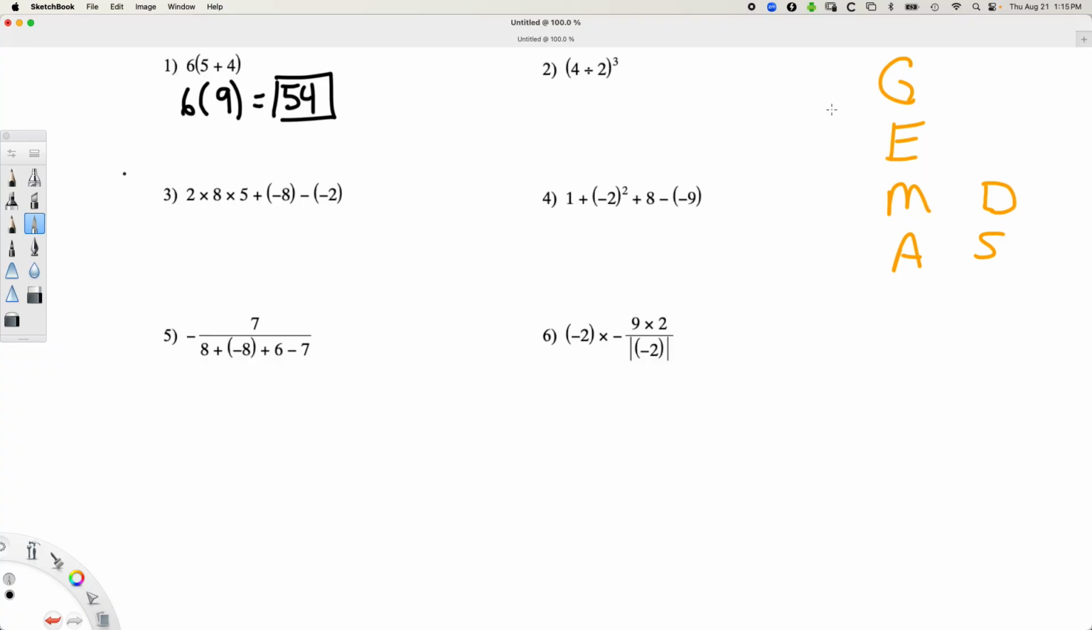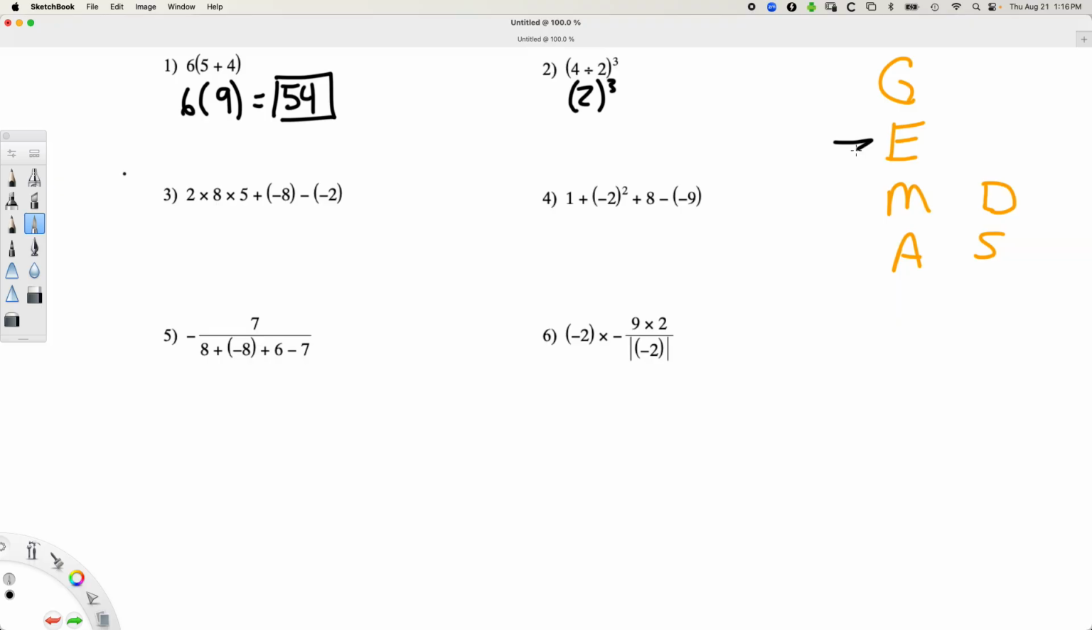Let's take a look at number 2. Do I have any grouping? Yes, right here I've got a parentheses, so I'm going to do that first. 4 divided by 2, that's 2. And I'm just going to bring down the rest. Okay, any more grouping? No, I have this thing in parentheses, but it's just a number. That 2 is, so it doesn't really count as grouping.